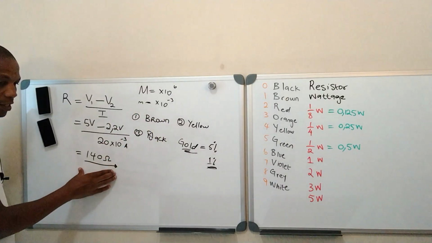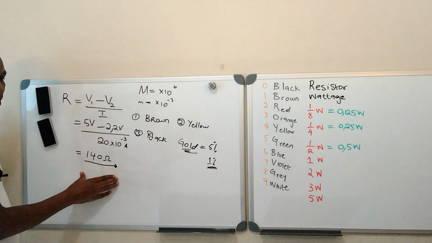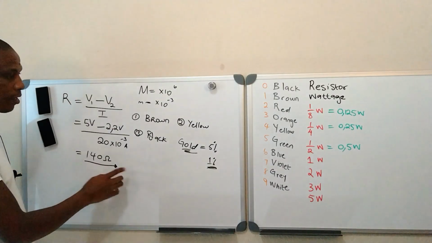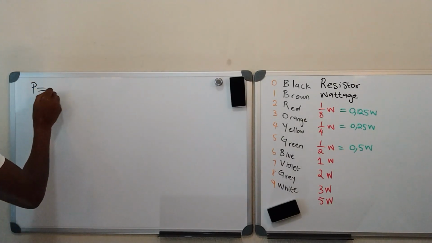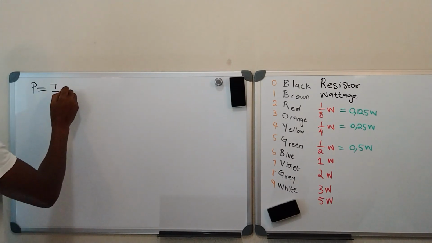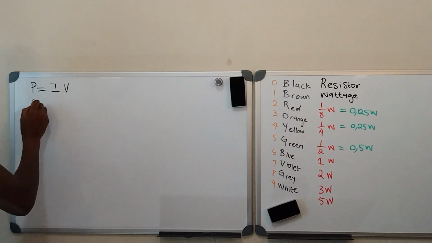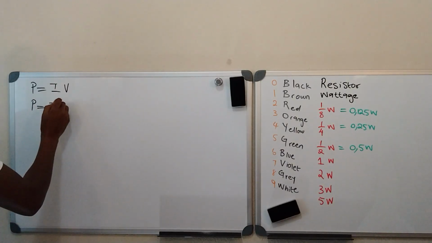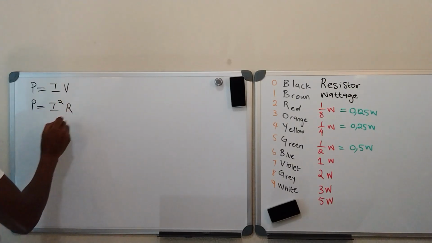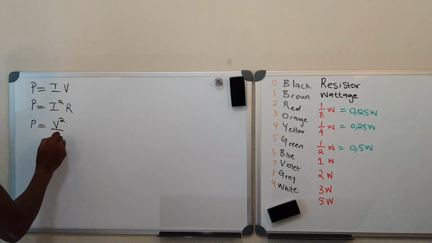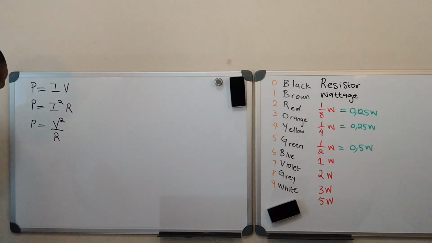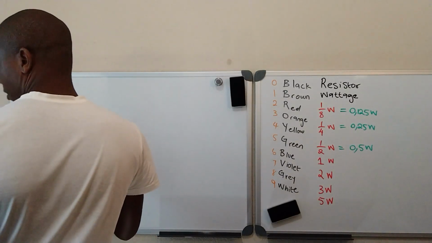We know the value of the resistor. Now we need to determine the wattage. Yes, sir. Now to determine the power, we can use the following formulas. Either current multiplied by voltage, or power is equal to the square of the current multiplied by the resistor, or power is equal to the square of voltage divided by the resistor. Can you see that?